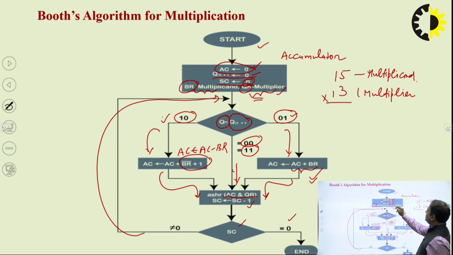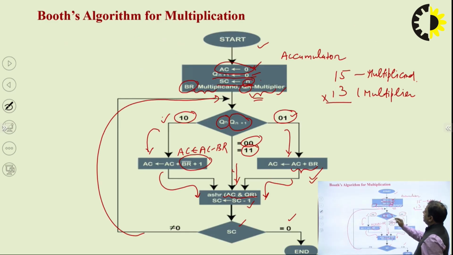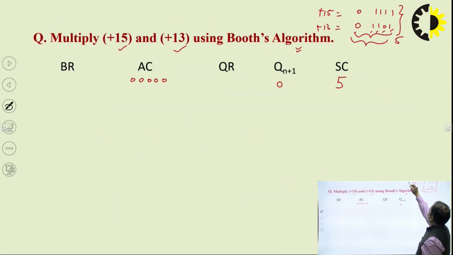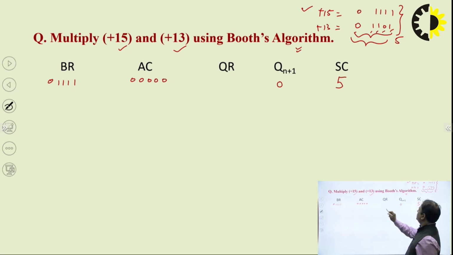Next, the sequence counter is n, where n means the number of bits in the multiplier. How many bits are in the multiplier? That is 1 2 3 4 5, so the sequence counter is 5. Next, the multiplicand should be held by Br. The multiplicand is plus 15, so Br holds 0 followed by 4 ones, and Qr equals 0 double 1 0 1. So the first step is complete, just to prepare the table of Booth's algorithm.